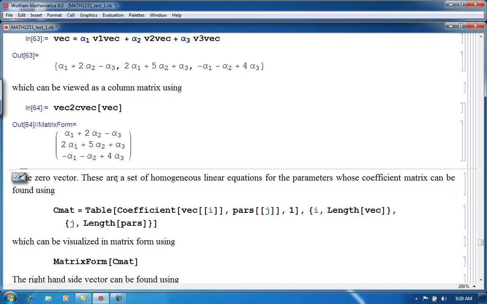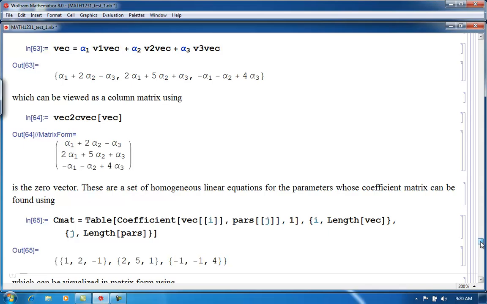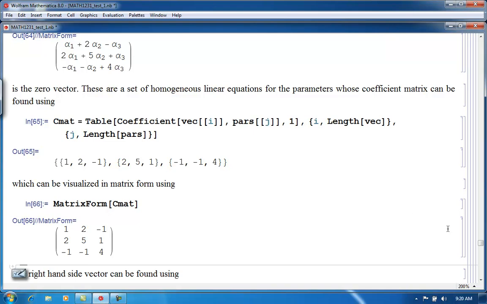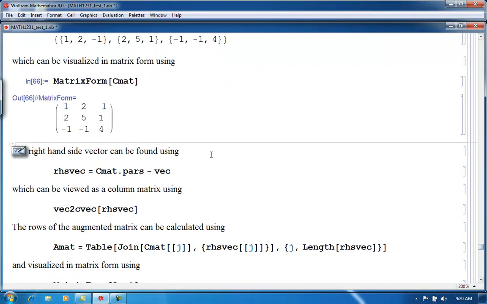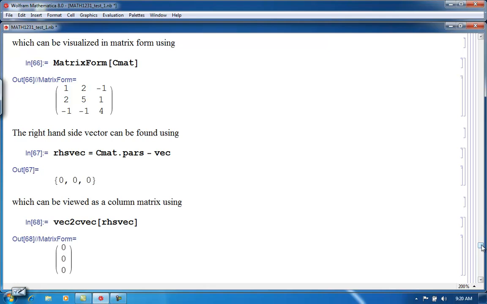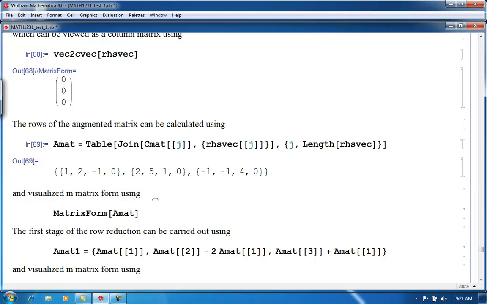So these are a set of homogeneous linear equations for the parameters alpha 1, alpha 2, alpha 3, and we can find the coefficient matrix using this. And there it is. And the right-hand side vector we can find by multiplying the coefficient matrix by the parameters and subtracting off the vector. That should be the 0 vector, which it is. And now we have this augmented matrix. There it is. And we can look at it like so.